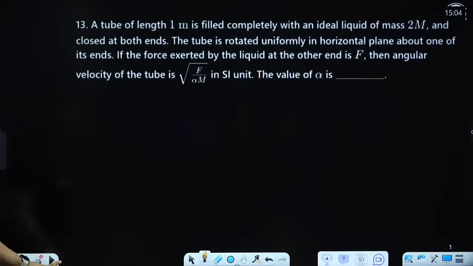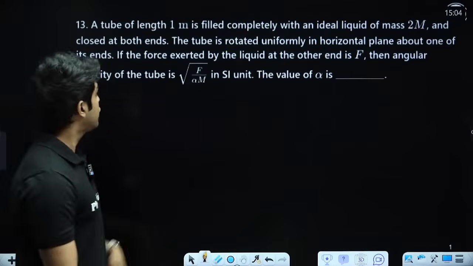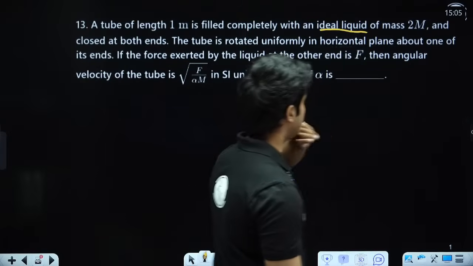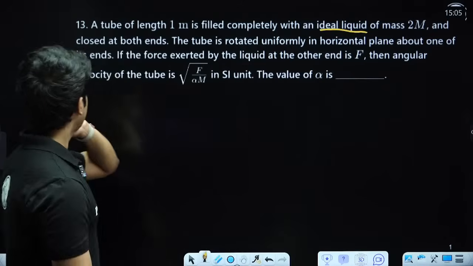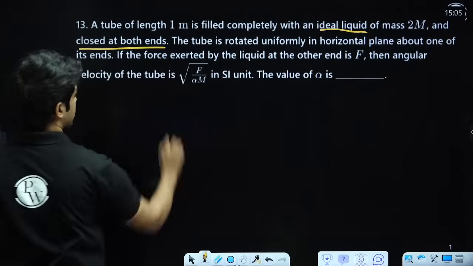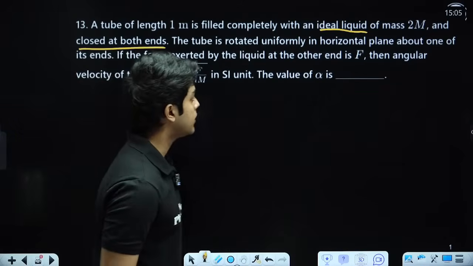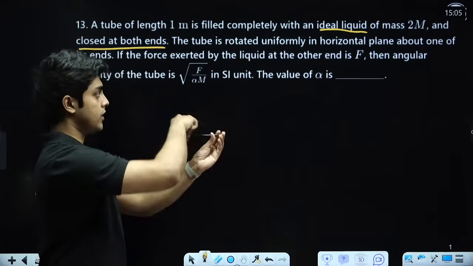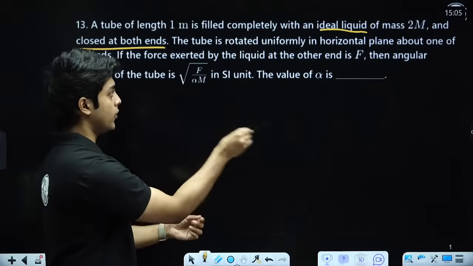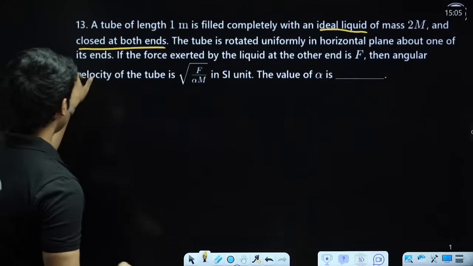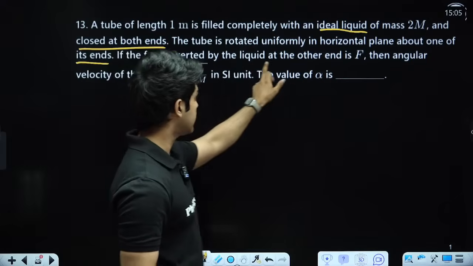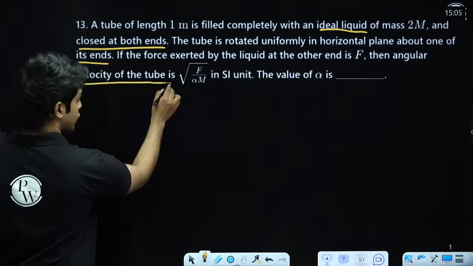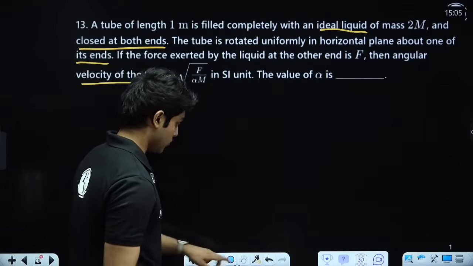Okay, moving on. So now we have a tube that is filled completely with an ideal liquid of mass 2m. Mass of the liquid is 2m and it's closed at both ends. The tube is rotated uniformly in a horizontal plane. So we have a tube containing water and it is being rotated in the horizontal plane about one of its ends. If the force exerted by the liquid at the other end is capital F, omega of the tube is?